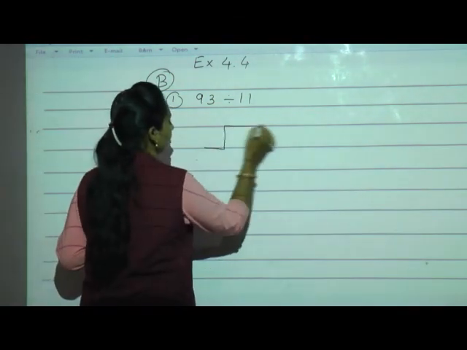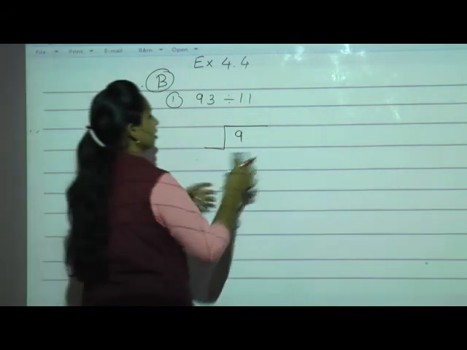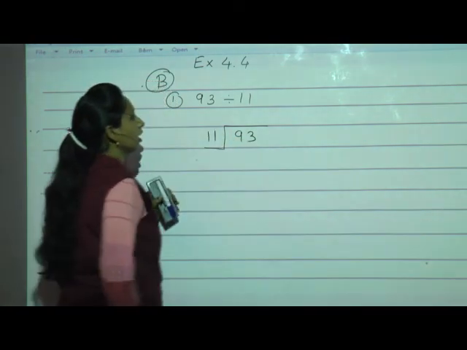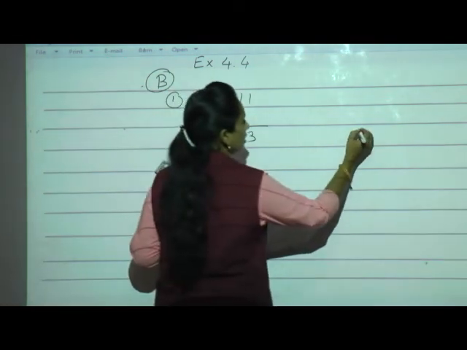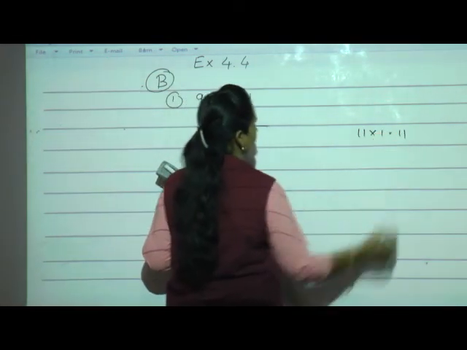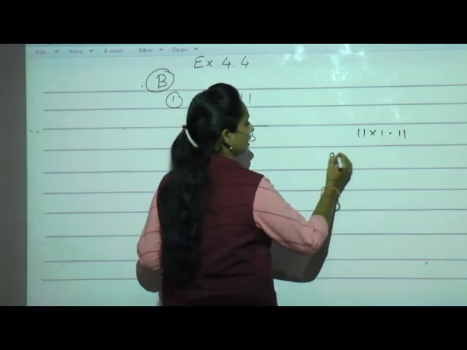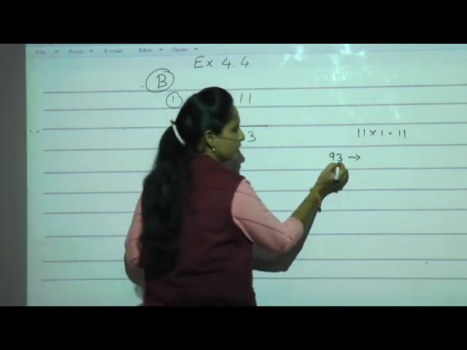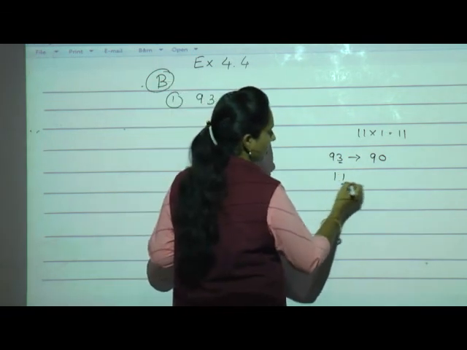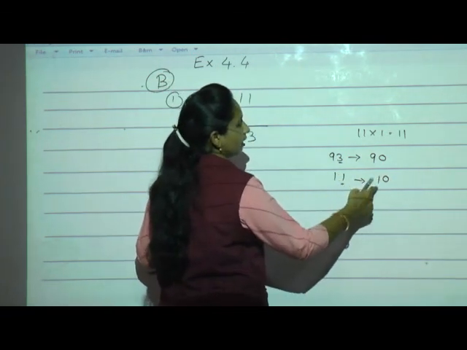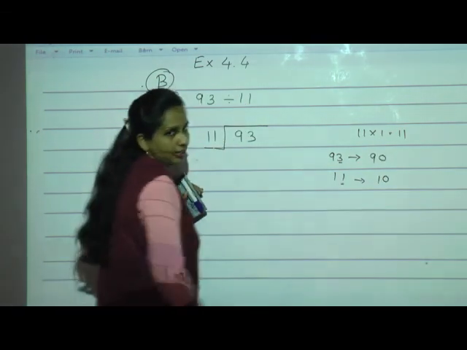So write the dividend on the right side and the divisor on the left side. Now the 11 table is very easy, so no need to go with the estimate number. You can see 11 ones are 11. You can roughly find it out. You can also do it with the estimate. How? What is the estimate number for 93, students? 3 is there, place the 0, 9 as it is. Now 11: 1 is there, place the 0 without changing. Now 10 and 9. See, the 10 table is also very easy. 10 nines are 90, isn't it?